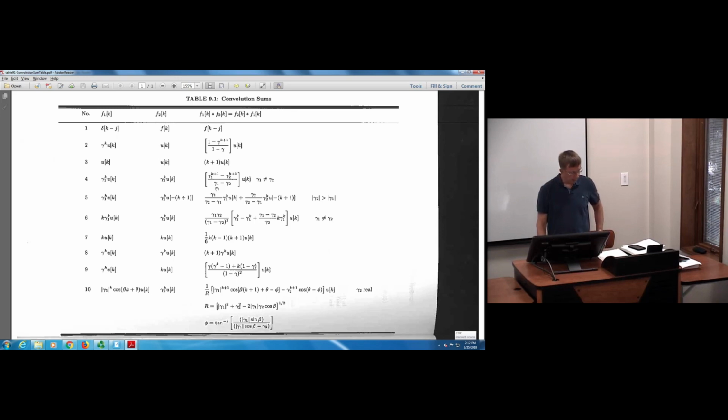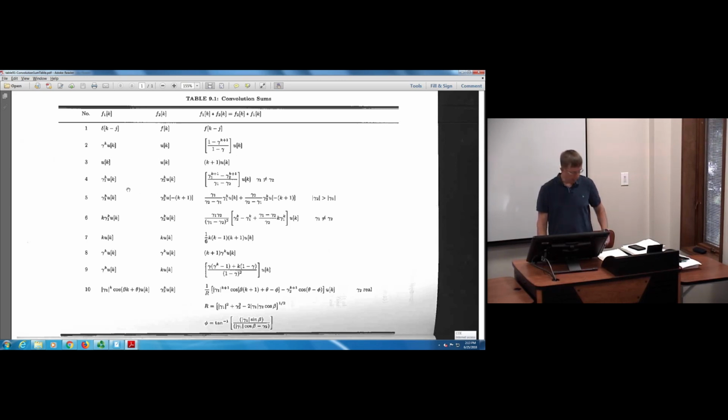There we go. And if you look right, so here is signal 1, here's signal 2. This is the convolution of those signals. So if you convolve an impulse with f, you get f shifted to the location of the impulse. If you convolve gamma to the k, u of k with u of k, you get this as the result of convolution. So lots of different cases here.